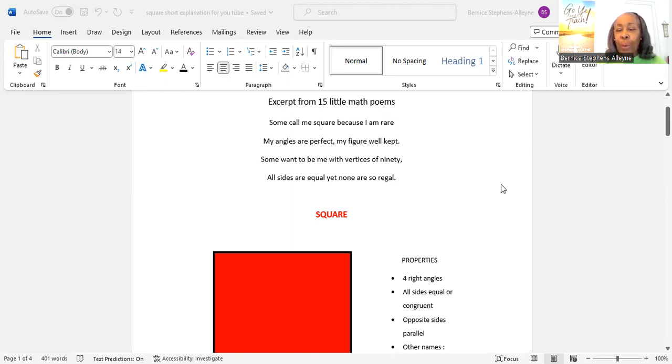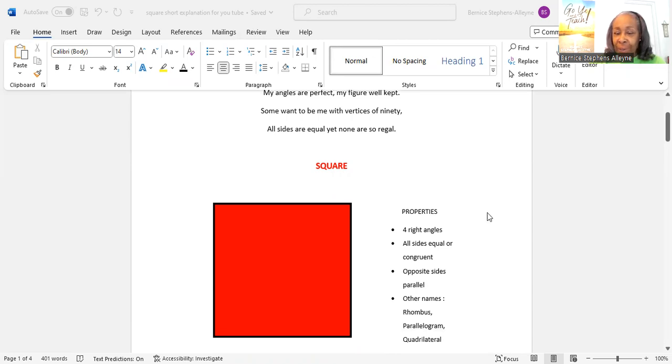This one is called Square. Some call me square because I'm rare. My angles are perfect, my figure well kept. Some want to be me with vertices of 90. All sides are equal, yet none are so regal. And so we have a picture of the square.